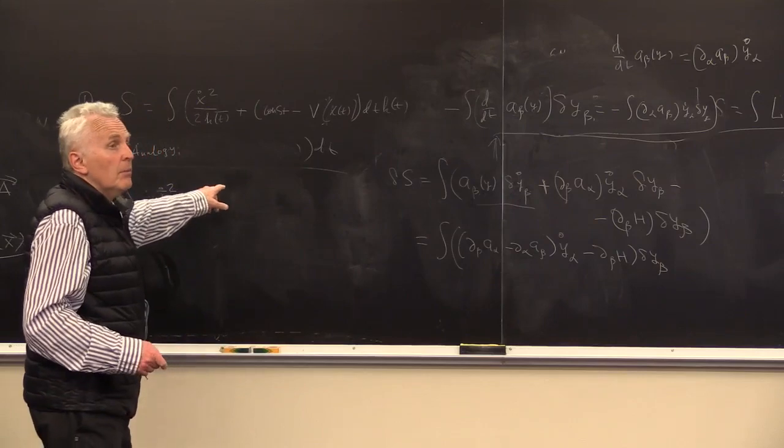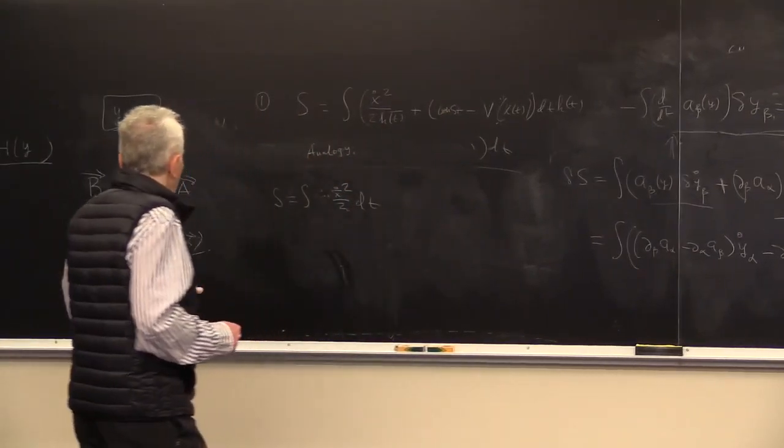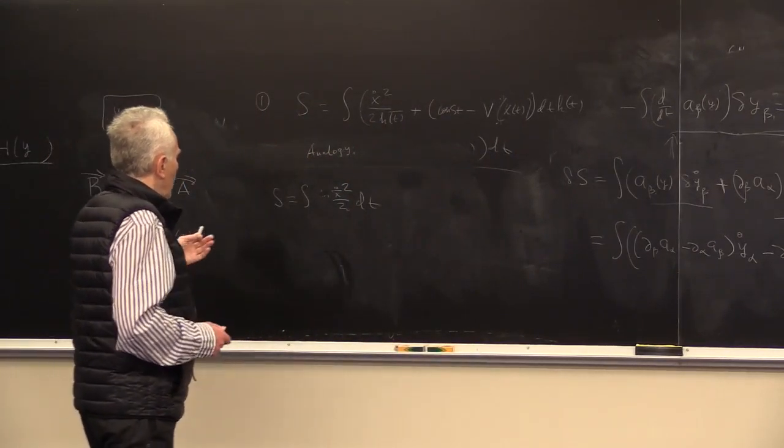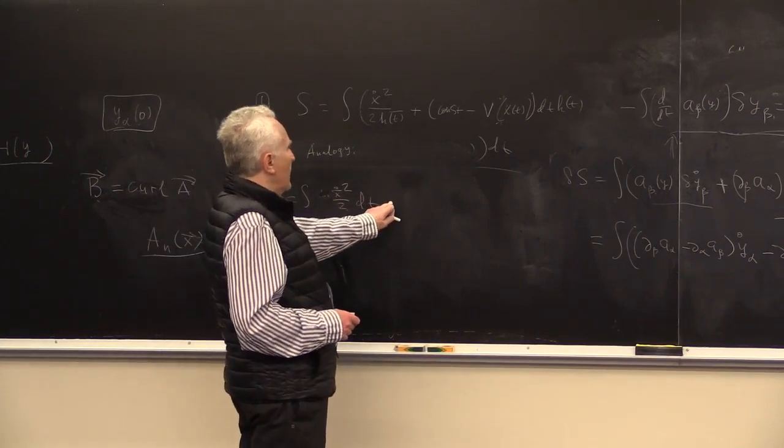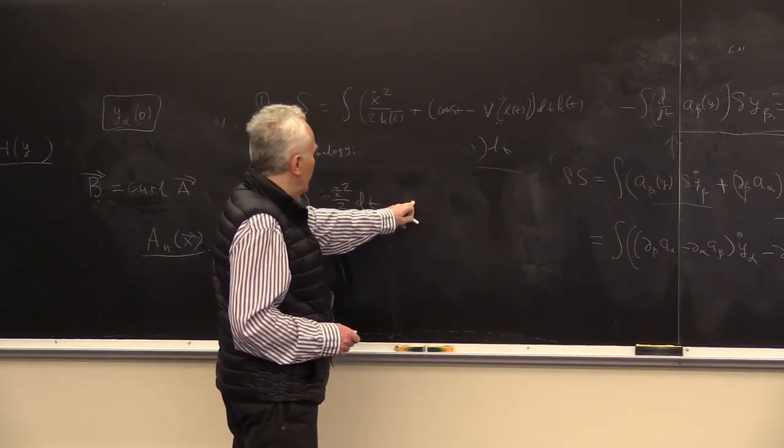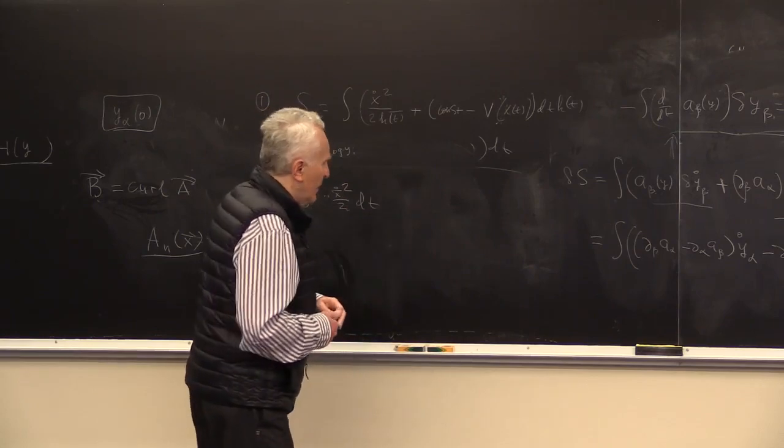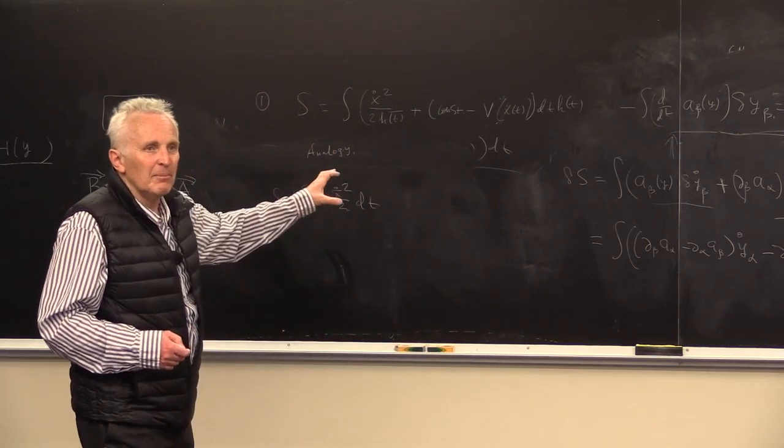Okay, returning to my question. We know that the scalar potential is easy to add to this. We just subtract the potential. But now I want to add the vector potential.